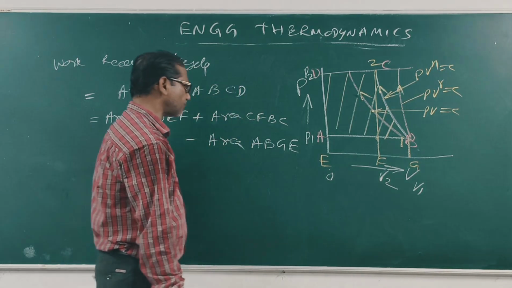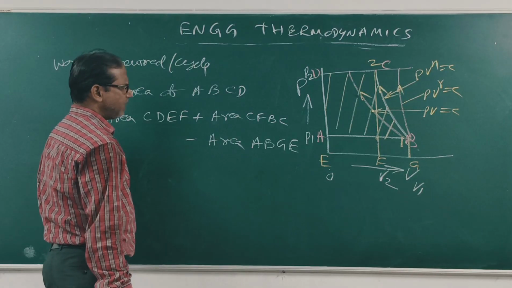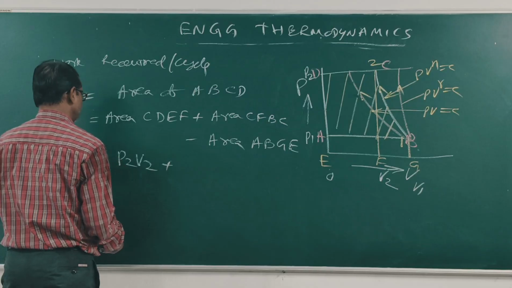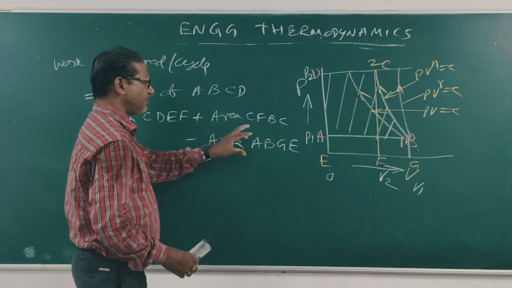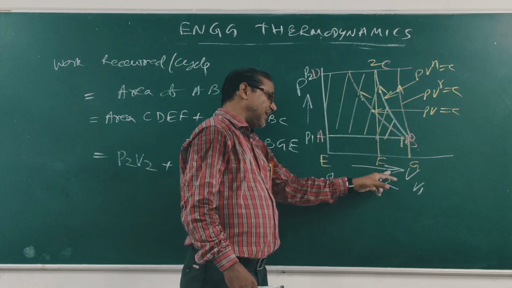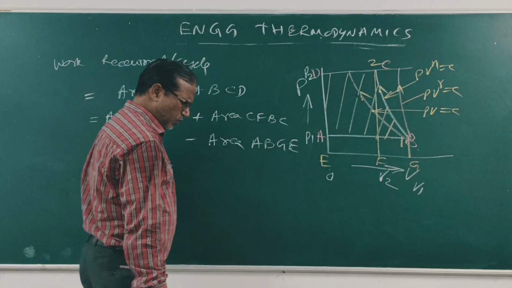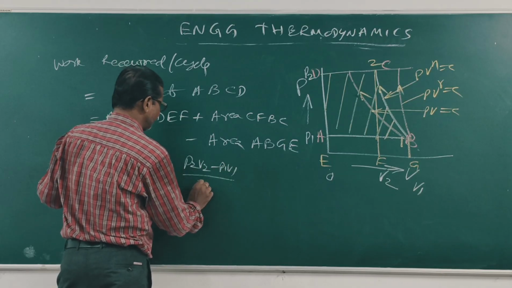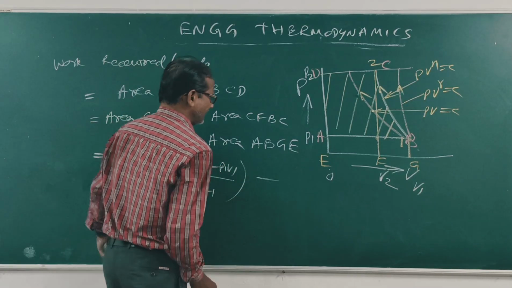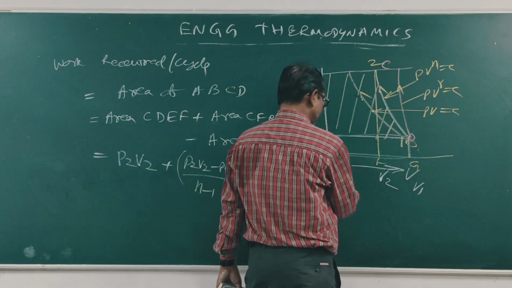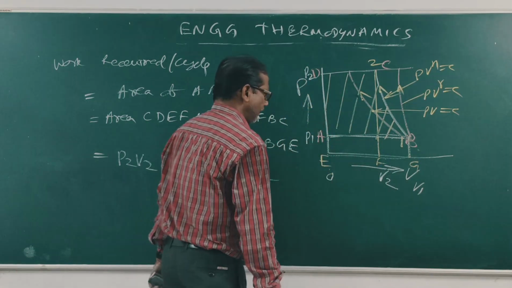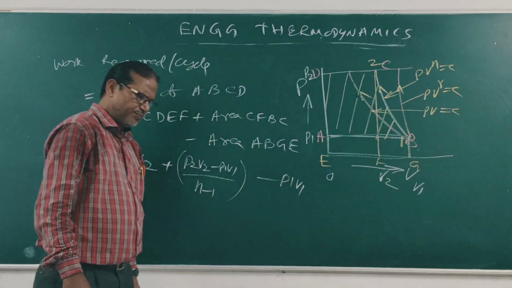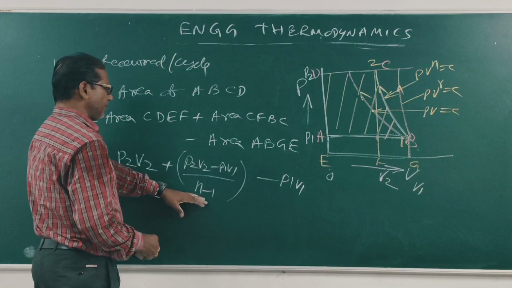Now, what is the area of CDF? P2, B2 plus this area. What is this area? BCFG. This is P2, B2 minus P1, B1 by n minus 1. Minus this area. What is this area? This is a rectangle, ABG, which means P1, B1. Right? Now take LCM n minus 1.